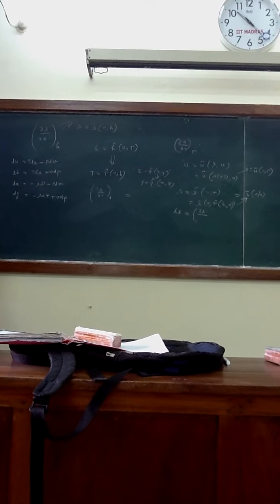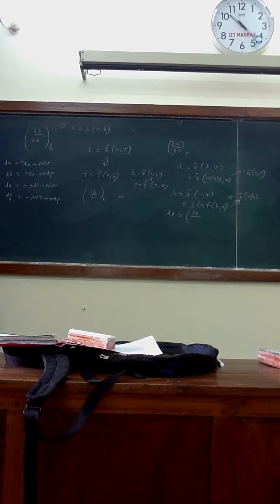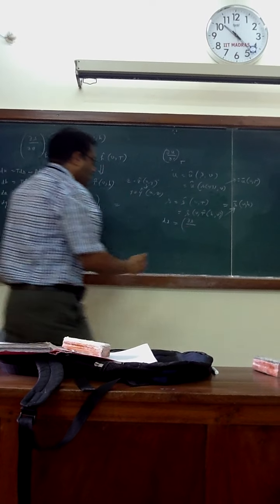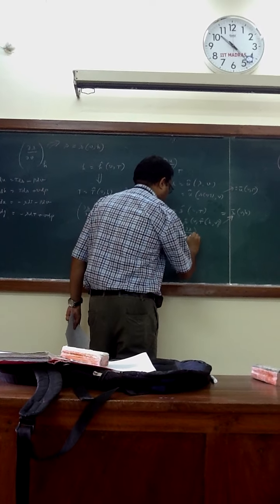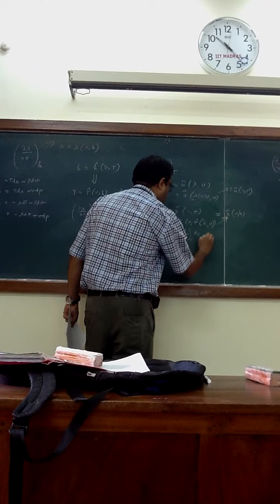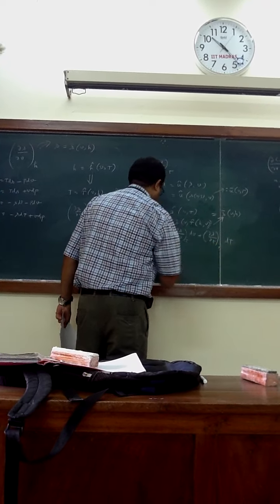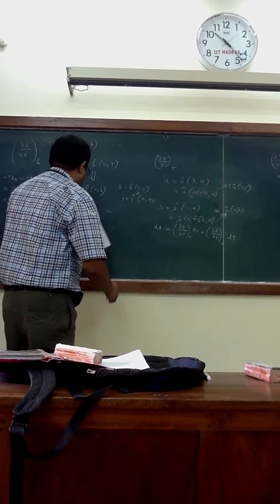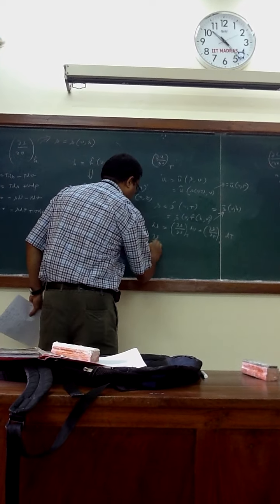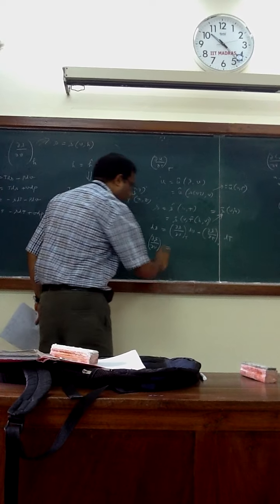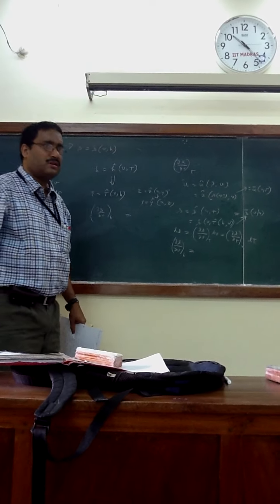Who will give me the step? Dou S. Any hands? Yes. Dou S by dou V at T dV plus dou S by dou T at V dT. Next step, I have to find out dou S by dou V at fixed H. Next step.